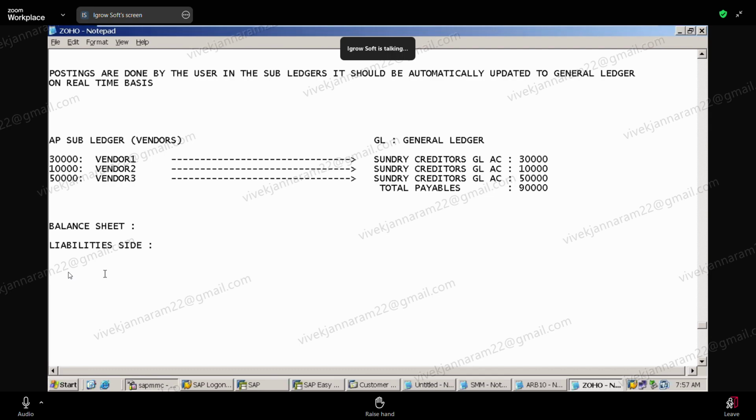Suppose your top management is there. Now 30 million transactions have taken place. They are asking you, what is the financial position? Tell me my payables position. Will you show them 30 million transactions? Come on, take a calculator and add all of them.